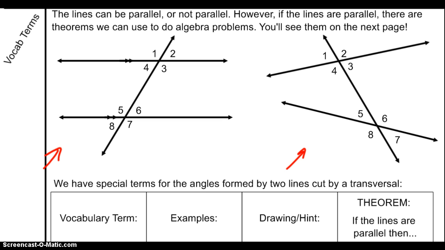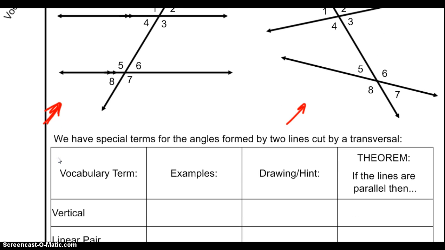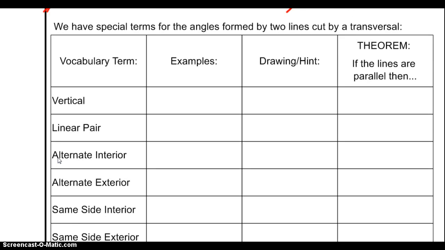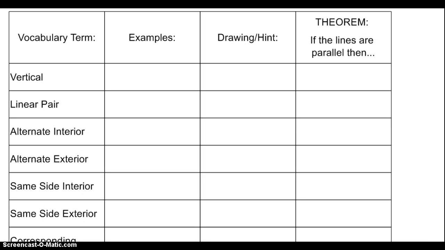However, if the lines are parallel, there are certain theorems that we can use to do algebra problems, and we'll talk about this on the next page. But before we get there, we need to learn some special vocabulary terms. So we're going to use these two figures to fill in the vocabulary terms on the bottom of your page. Okay? So the first two vocabulary terms we've already learned before, vertical angles and linear pair.